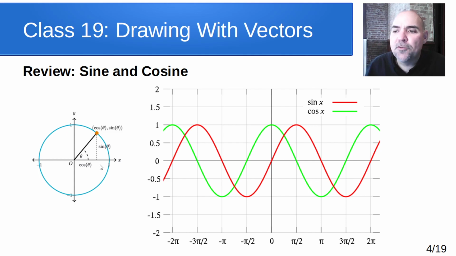So the trig functions are really just a way of measuring that. Sine, how far up and down? Easy way to remember that: sine is up and down, and cosine is left and right.